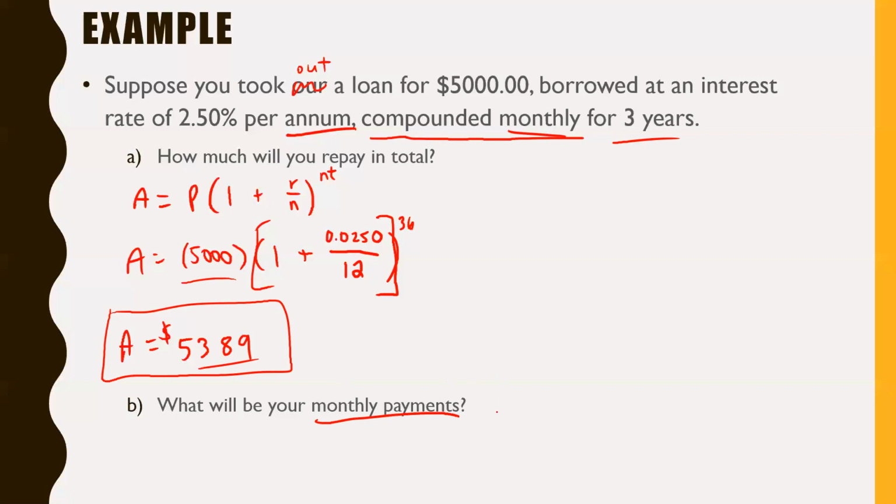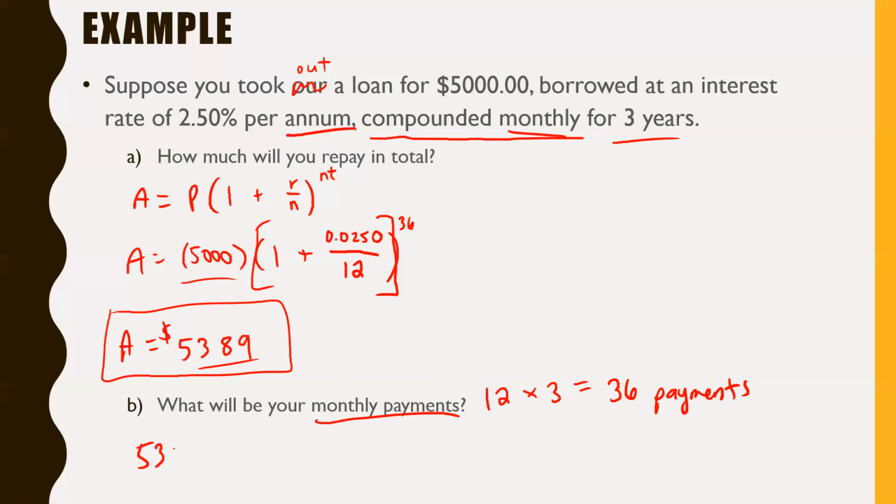Of course, as we know, there's 12 months in a year. So if we go 12 times 3, you're going to see that there's going to be 36 payments in total, right? Now, since you're making 36 payments, and this is how much you're paying back in total, logically speaking, that tells you that your monthly payments are just going to be your total amount you're paying divided by the number of payments you're going to make.